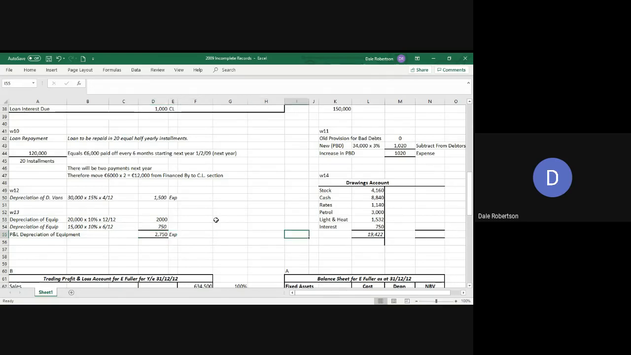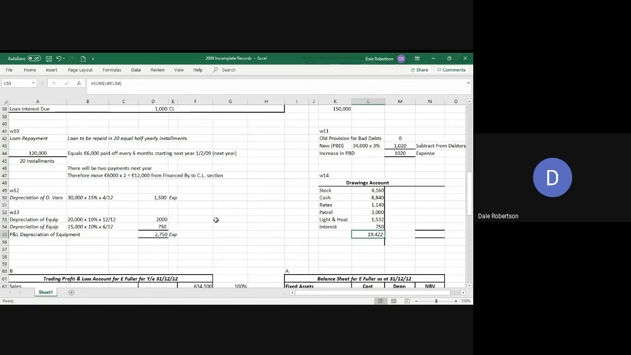And then finally, you have to do your drawings. And these stock and cash drawings come from working number 1, €80 per week for stock gives you 4,160, and €170 per week for cash gives you 8,840. And then the rates and the petrol and the light and heat and the interest we have all catered for in the above workings, giving you a total drawings of 19,422.